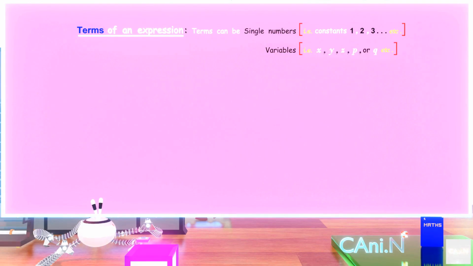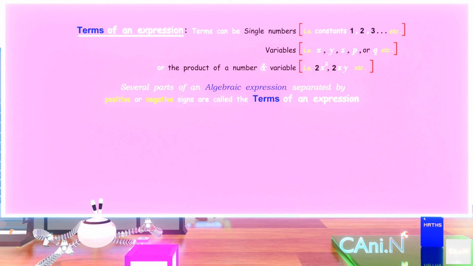Terms of an expression. Terms can be single numbers, that is constants such as 1, 2, 3, etc. Variables, that is x, y, z, p, or q, etc. Or the product of a number and variable, that is 2x squared, 2xy, etc. Several parts of an algebraic expression, separated by positive or negative signs, are called the terms of an expression.